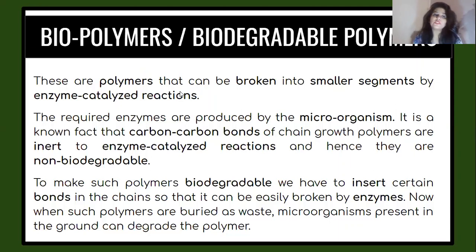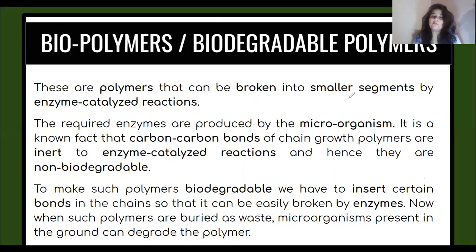Now, how will you produce this reaction? The required enzyme that I want is obtained from microorganisms. We already know that, for example, एक carbon carbon bond का chain growth polymer है, ठीक है? So carbon-carbon (C-C) bonds are very much inert to enzyme catalyzed reactions, so they will be non-biodegradable. So I am going to insert a certain bond into them, so that they become biodegradable in nature, and can be turned into certain compounds which can then be easily broken down by enzymes.